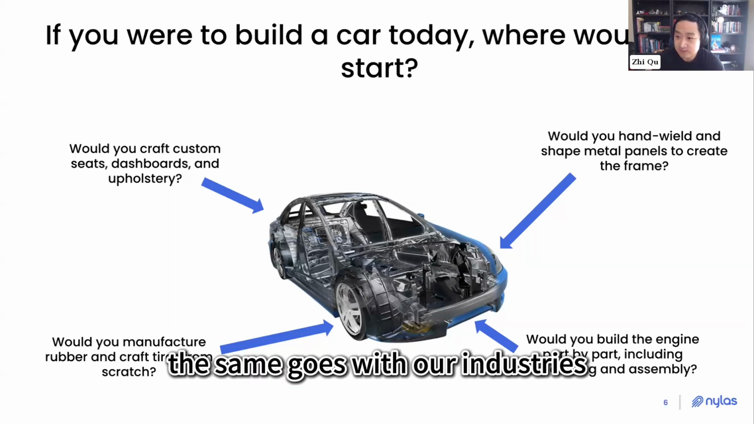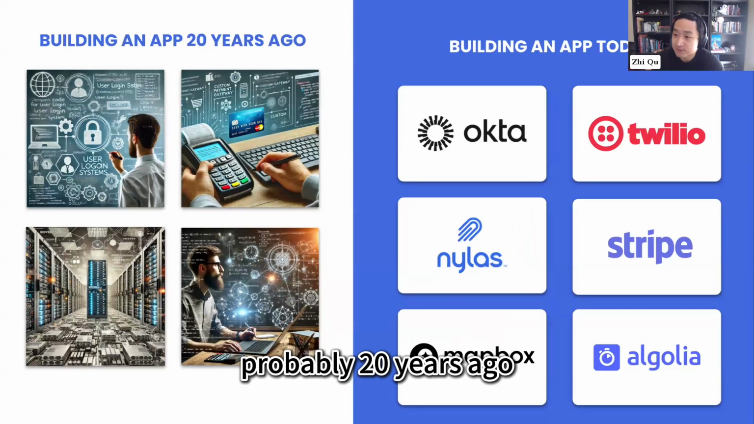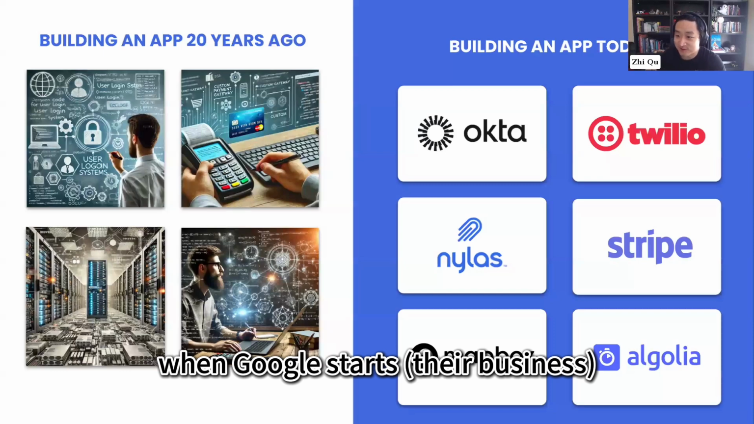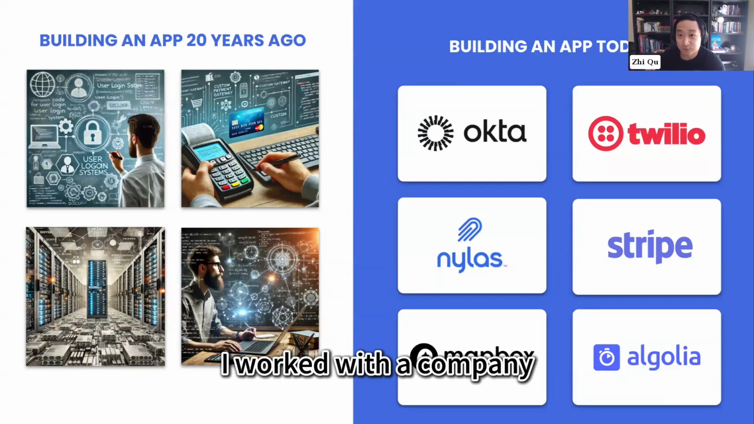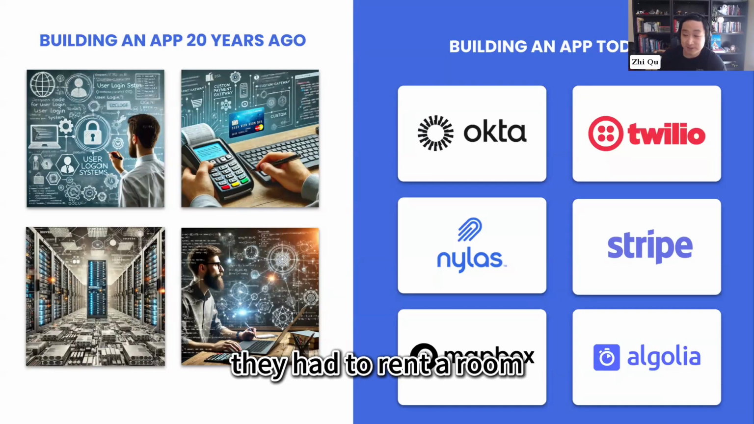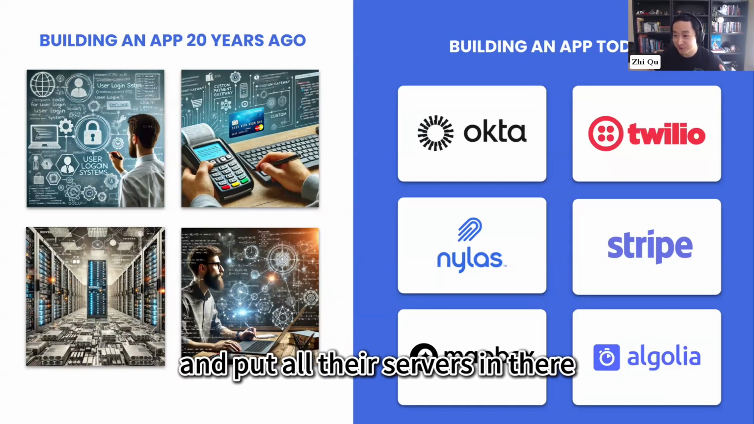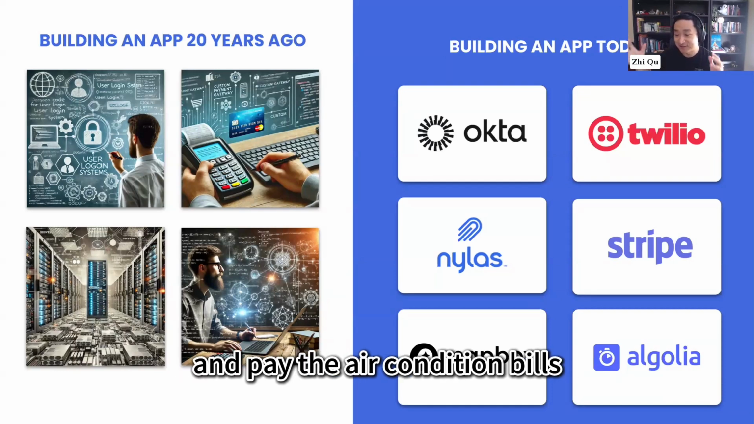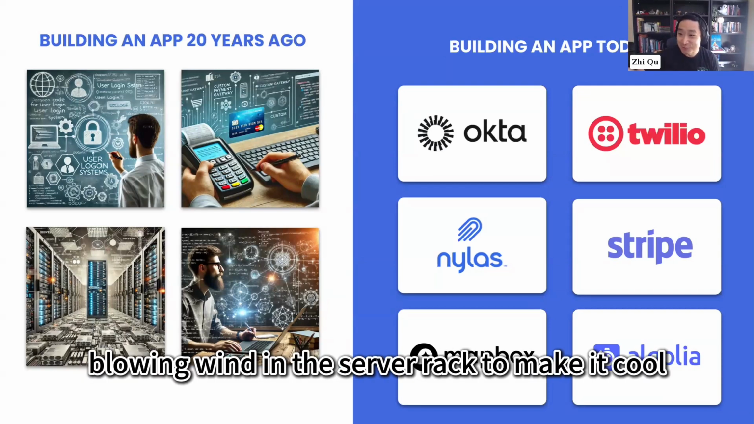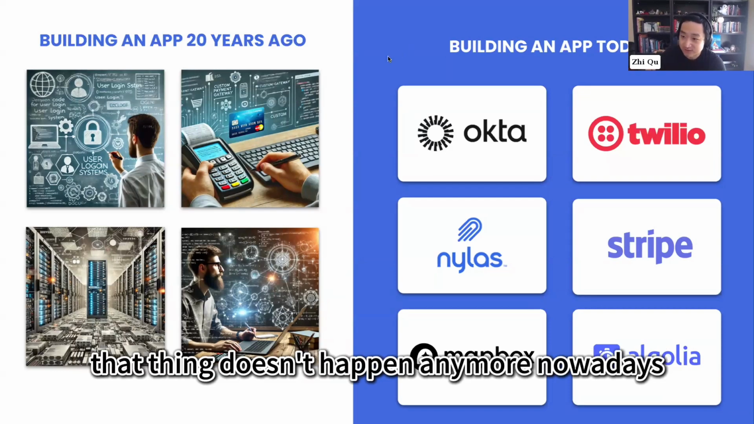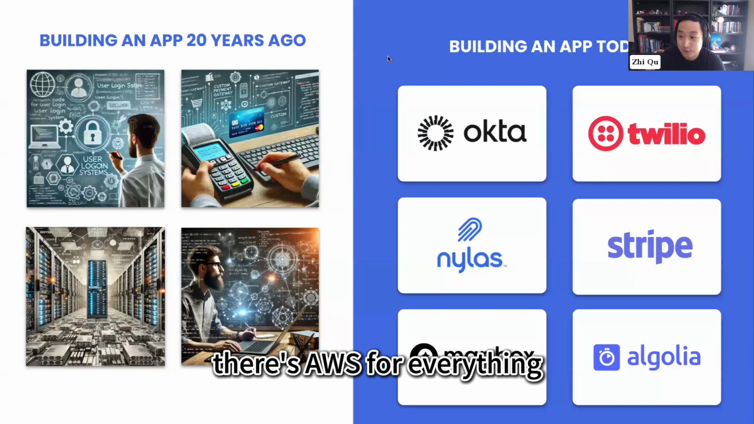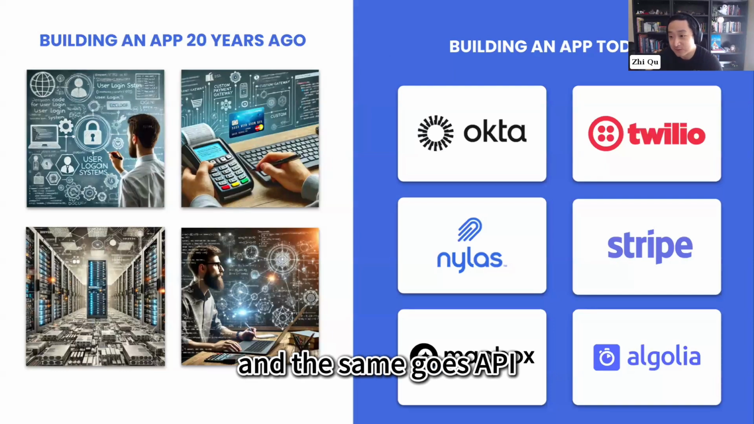The same goes with our industry. Probably 20 years ago, when Google started, they probably had to host their own servers. I remember about 8 years ago I worked with a company that had to rent a room and put all their servers in there, and they paid the air conditioning bills. They even had small fans blowing wind in their server rack to make it cool. That thing doesn't happen anymore right now. There's AWS for everything, and the same goes with APIs.